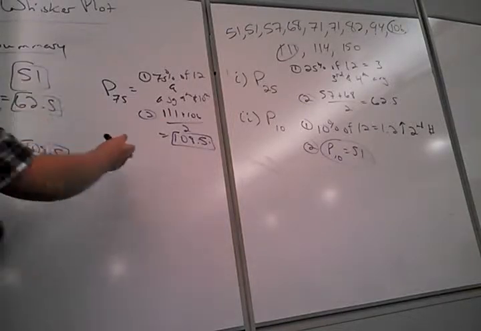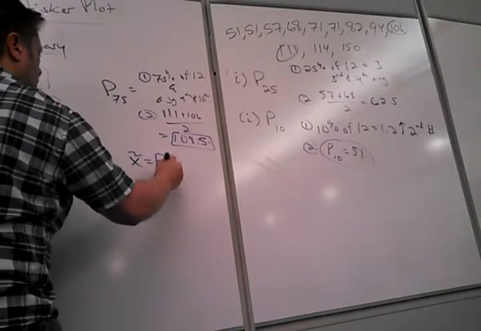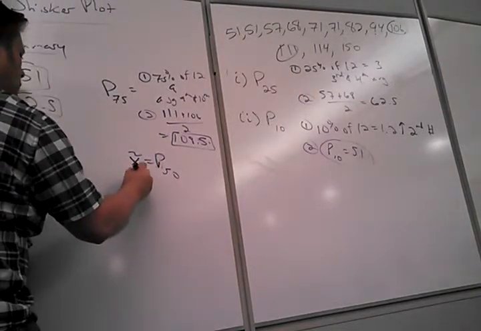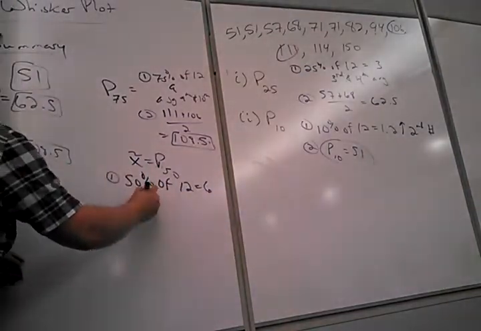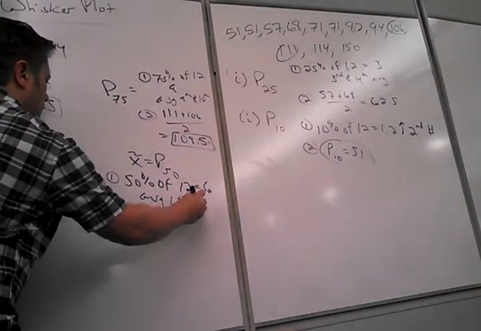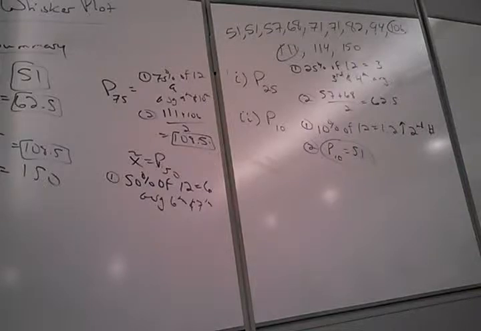50% of 12. P50. You take 50% of 12, you get 6, a whole number, which tells you to do what? Average. Average the 6th and the 7th. Anytime you come out to a whole number on that first step for percentiles, you average that one with the next one. It actually matches exactly with what we do for median.